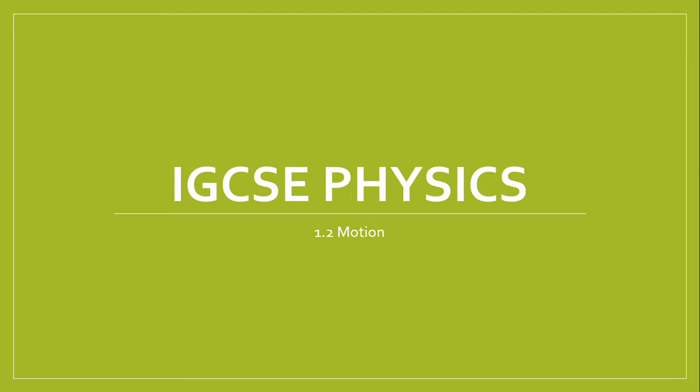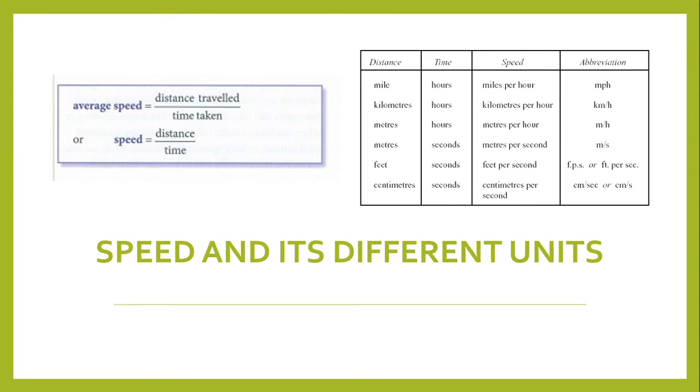So, today we are going to talk about the next chapter, that is 1.2 motion. The first topic that we should be covering right here is speed and its different units. Now, first thing, what exactly is speed? If we are talking about the numerical formula, then it is the distance traveled by the time taken. And the units are also shown here.